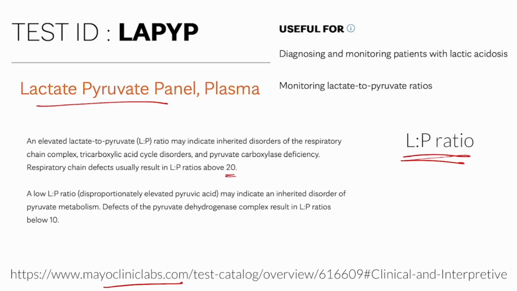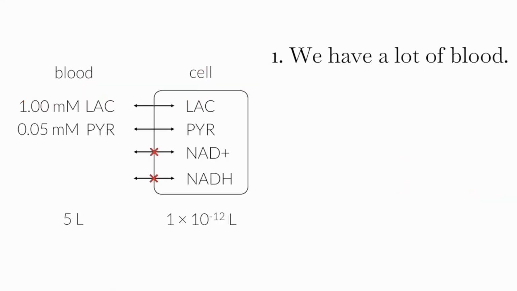around 20, right? So the ratio is pretty well fixed. In fact, if you look, above 20 is bad, below 10 is bad. I know it's really small. But that basically means that those numbers I gave of 1 millimolar to 0.05 millimolar, that ratio moves as a fixed ratio. Okay, why does that matter?